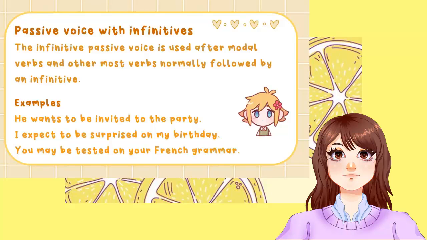The passive voice with infinitives. The infinitive passive voice is used after modal verbs and most verbs normally followed by an infinitive. For example, he wants to be invited to the party. I expect to be surprised on my birthday. You may be tested on your French grammar.